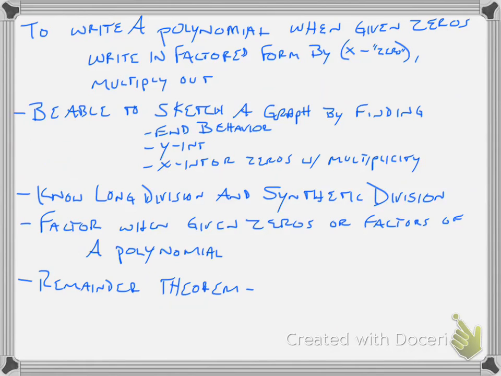Okay, so when you're writing a polynomial, when you're given the zeros, you first write it in factored form, x minus each zero. Even if the zero is a binomial, you do x minus that binomial. Okay? And then you would multiply them out. Be able to sketch the graph by finding the end behavior, the y-intercept, and the x-intercepts, or the zeros. Now you should also know the multiplicities and know what the graph does with those multiplicities, like I said earlier.